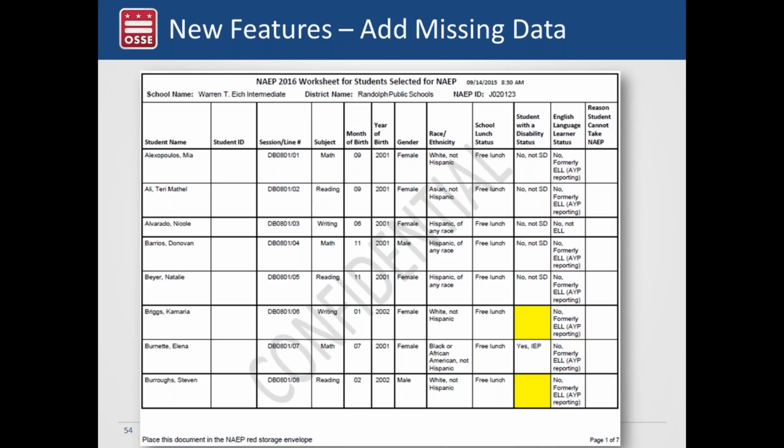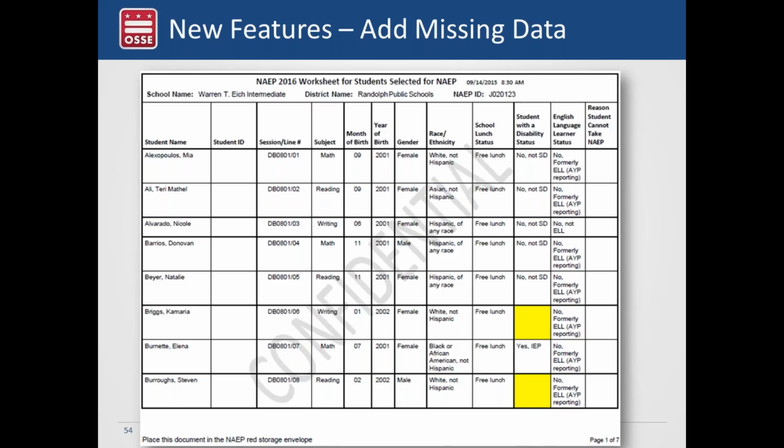Here's an example of what the worksheet will look like. You're going to have your student's name and USI, and then there's going to be a session line number that is generated by NAEP. This number cannot be changed. Students possibly can be moved into a different session if it is necessary, but these numbers will not be able to be altered by you.